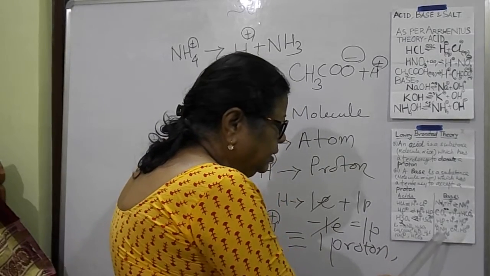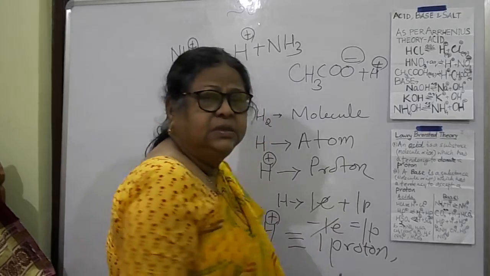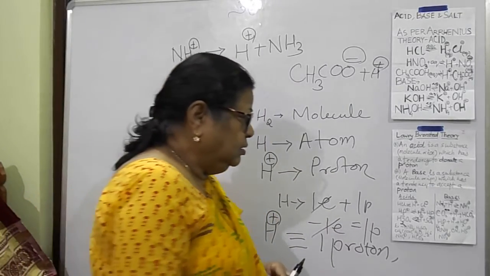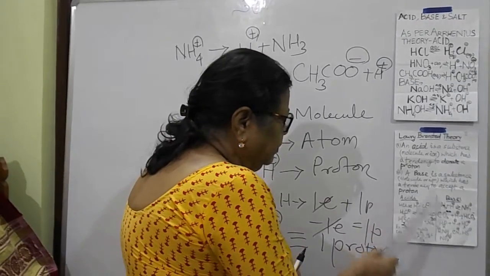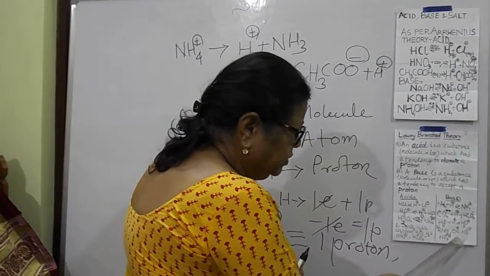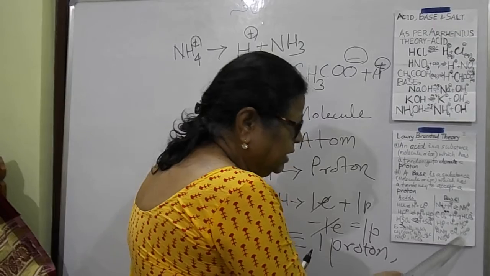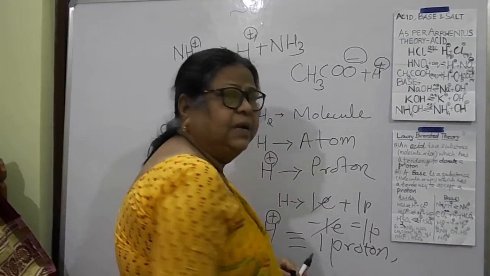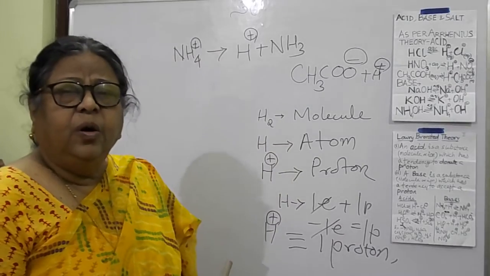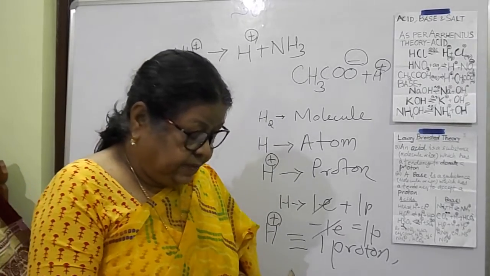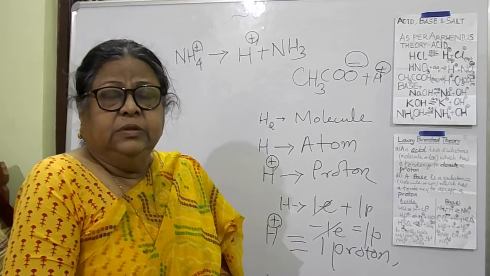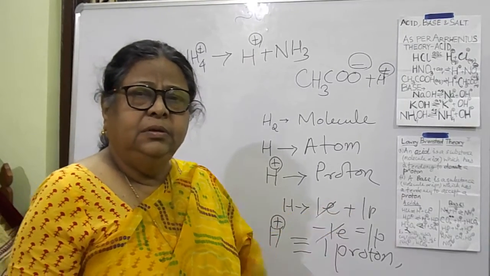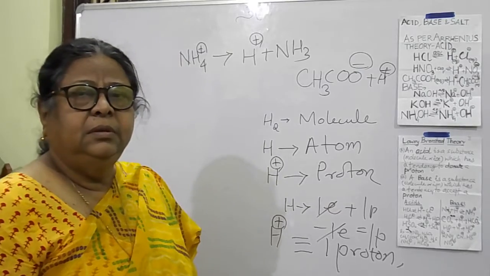And all the alkyl amines, methylamine, all these are bases as per Lowry-Bronsted theory. Cyanide ion, CN minus ion, HS minus ion, NO2 minus ion. Like this, all these substances accept one proton. So that is why it is known as the proton theory. Okay.